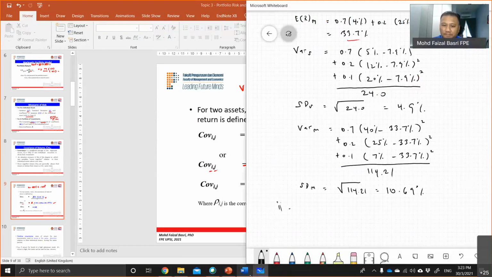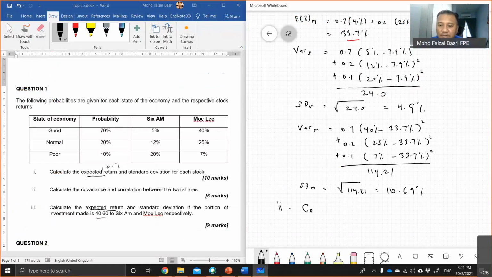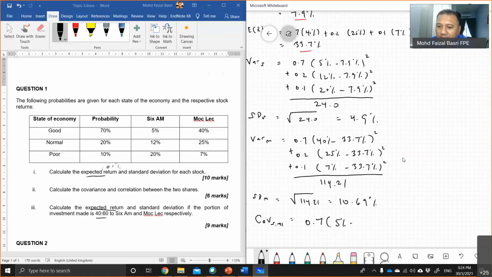So for example, to find covariance, in this case between S dengan M lah. In the notes, between I and J. So here is between stock S and stock M. Okay, and M here does not represent market, M here represents the share, the ML ni. Kalau tak nak confuse, letak ML. Right, so it's probability 0.7, multiply with the difference. The difference between number 1, it's 5% minus 7.9, multiply with 40% minus 33.7%.